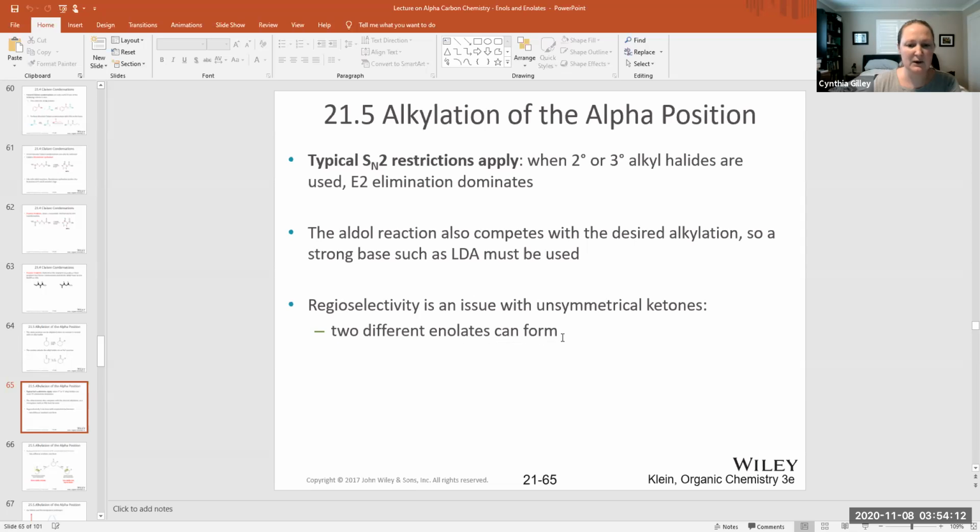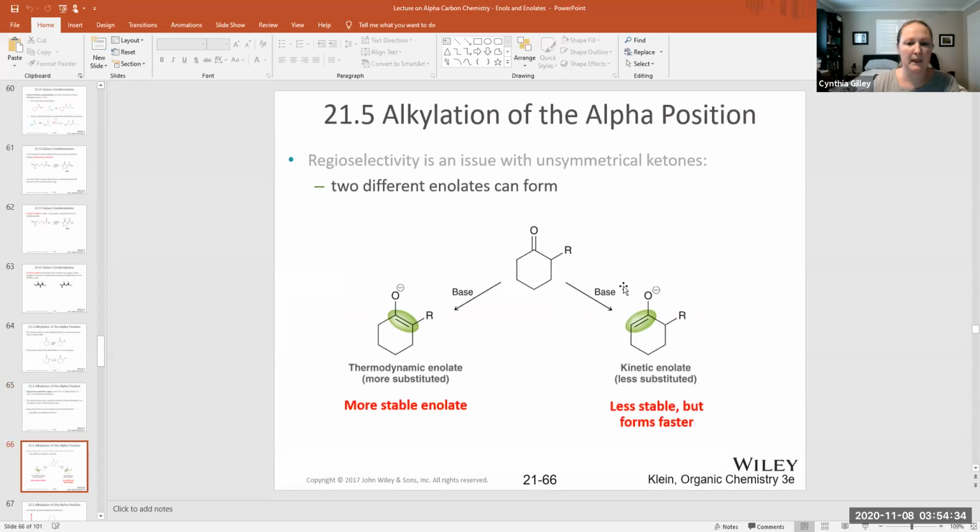Recall that aldehydes only have one alpha carbon with hydrogens attached, so it's not possible to form more than one enolate from an aldehyde. But two different enolates can form from a ketone, particularly an unsymmetrical ketone. Okay? So it's important to consider regioselectivity when you're using unsymmetrical ketones. So let's look at this ketone, for example. Notice it is not symmetrical because of this alkyl group that's already present on the cyclohexanone.